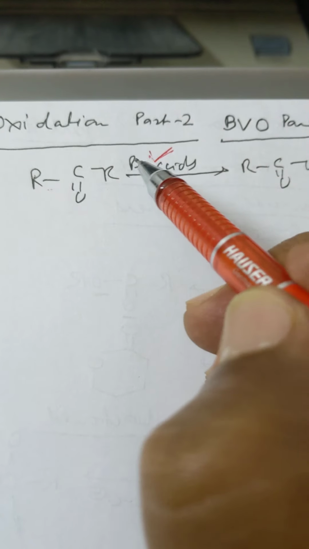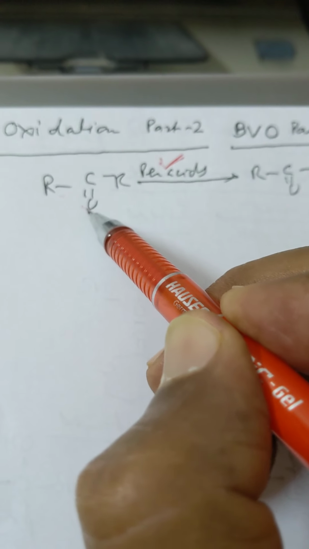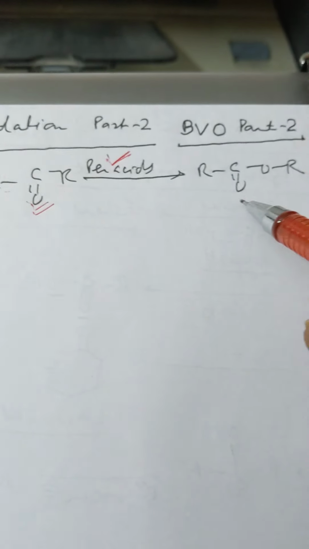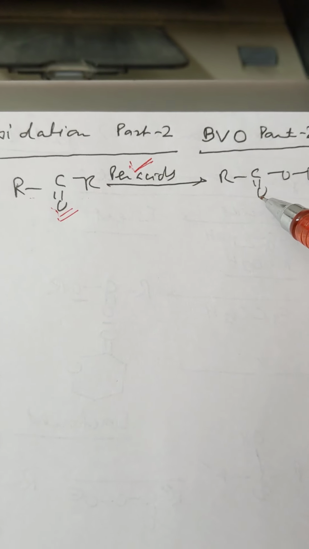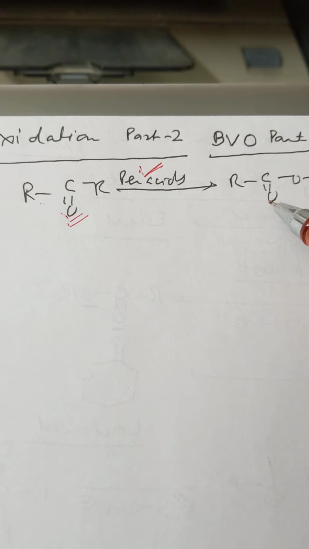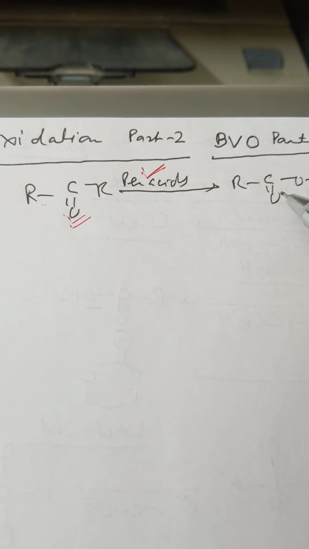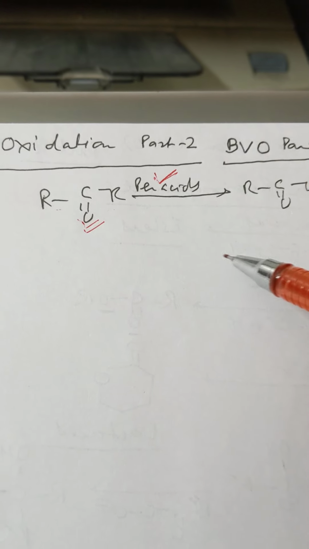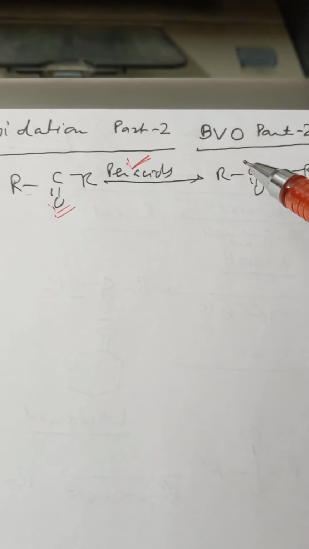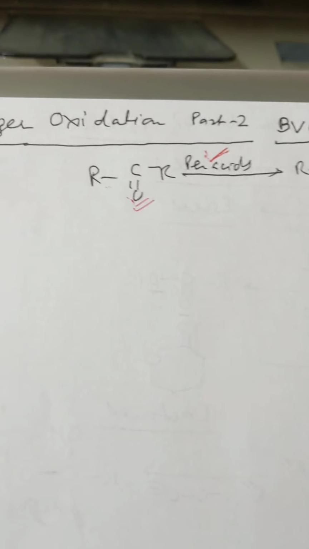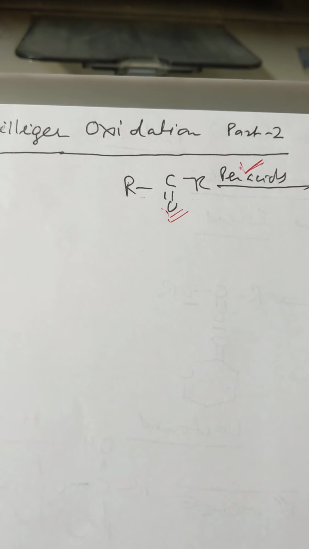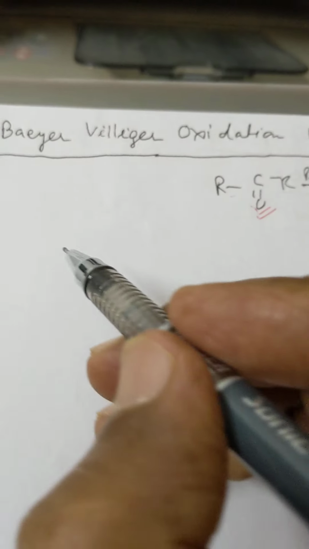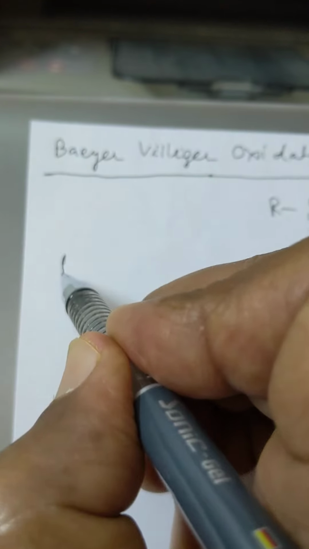And the second important thing was that this carbonyl oxygen remains as such. Evidence for this was given by taking isotopic oxygen. And today we will take some more examples related to this. I hope this mechanism is clear to you, only then we can understand the next example. Okay, let us take some more examples related to Baeyer Villiger oxidation.